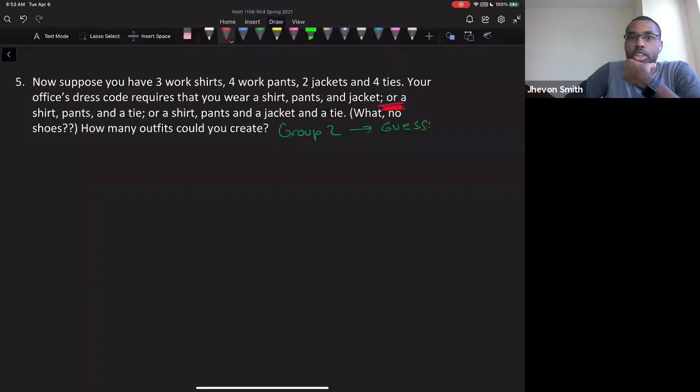So the dress code requires that you wear a shirt, pants, and a jacket, or you can wear a shirt, pants, and a tie, or you can wear a shirt, pants, jacket, and tie, right? So you have 3 possible options for the kind of outfit that you can have. So yeah, this is a problem with multiple experiments, and each experiment has multiple stages.